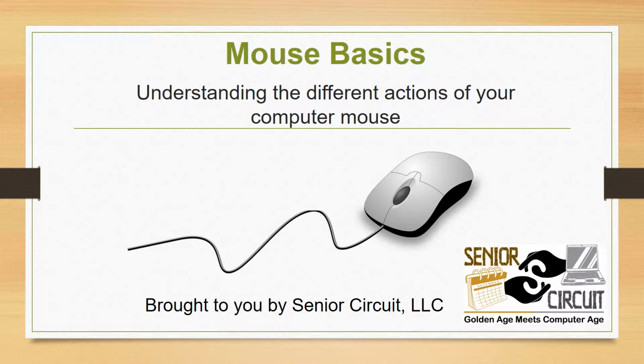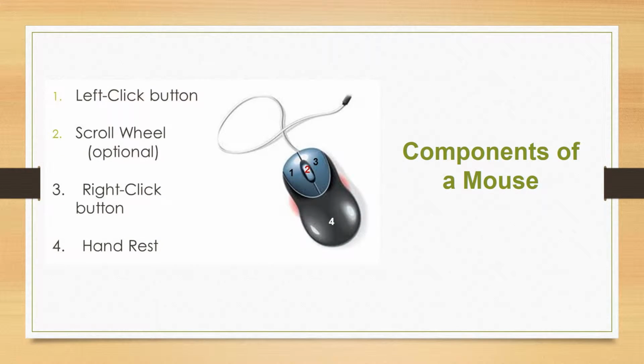This video will help you better understand the basic functions of your computer mouse. Most mice have similar components. They are, as illustrated in this photo, the left click button, the scroll wheel, the right click button, and the hand rest. Some mouse models do not have a scroll wheel. It's not necessary to have one, and it's a matter of preference as to whether or not you will want one. Personally, I don't know what I'd ever do without my scroll wheel.